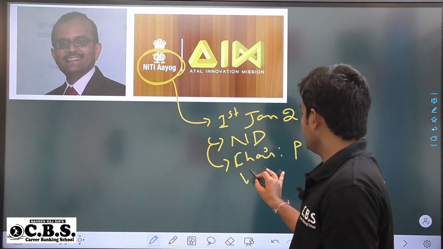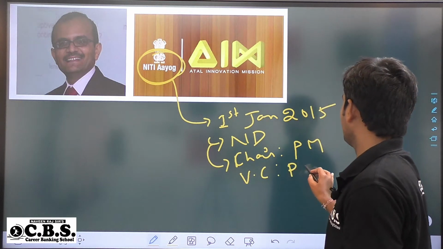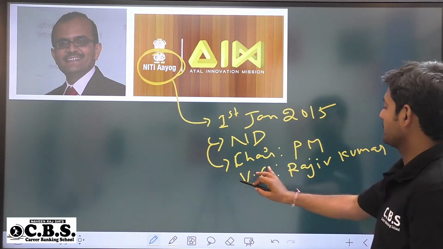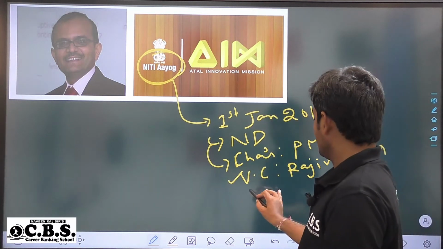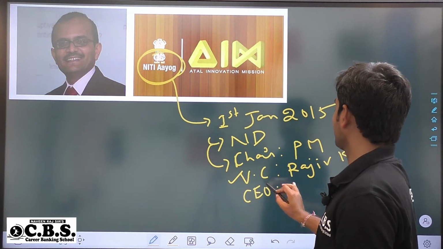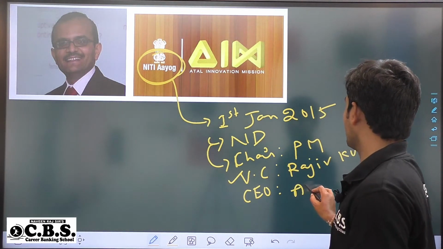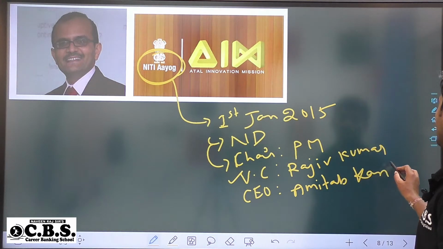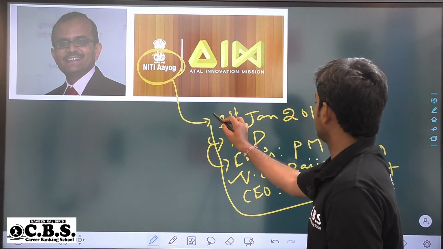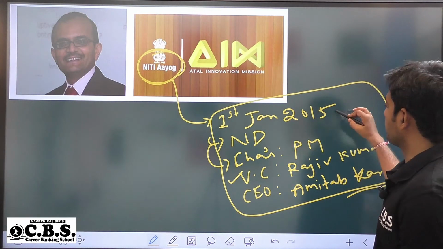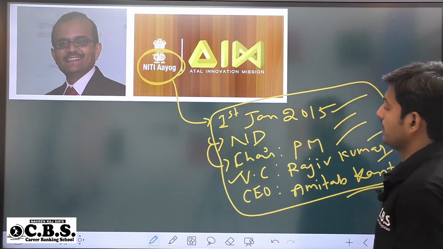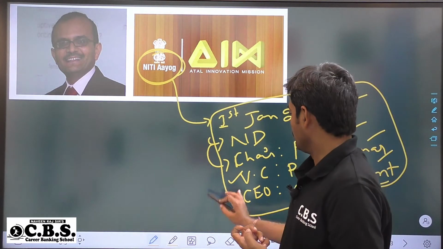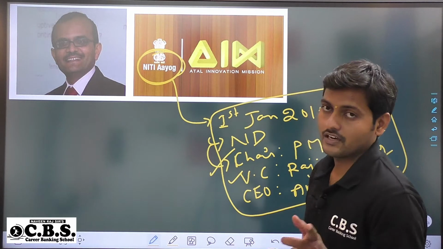Okay, so the current vice chairman is Rajiv Kumar. There could be a question with respect to the vice chairman as well. The Chief Executive Officer of NITI Ayog is Amitabh Kant. These 5 points are important from the examination point of view. So there could be a question in order to confuse the aspirant: who is the current chairman of NITI Ayog?